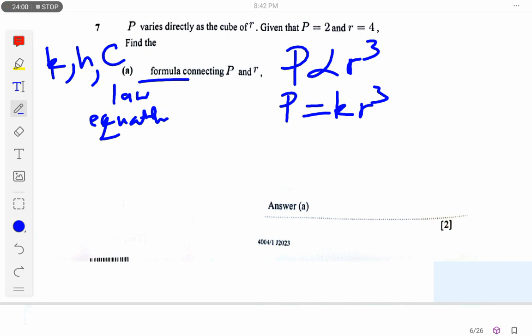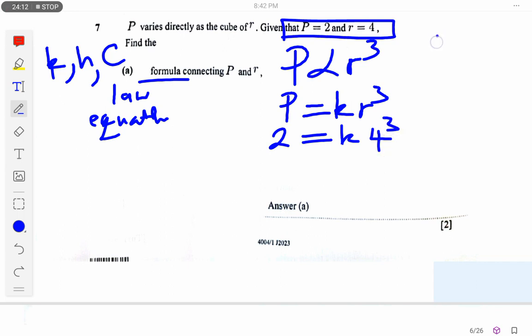To find the value of K, we are going to use these values that we are given there. So we are saying P is 2, so I have 2 is equals to K. R is 4, so this is 4 cubed. So 4 cubed is 4 times 4 times 4, 3 times. So here you find out 4 times 4, we get 64 here. Okay, like that.